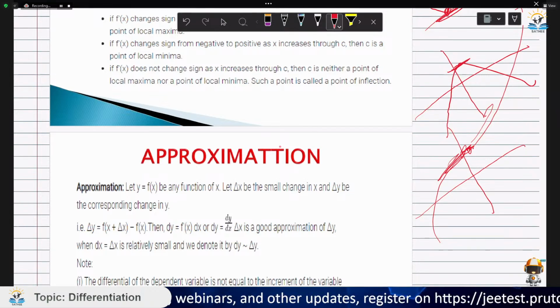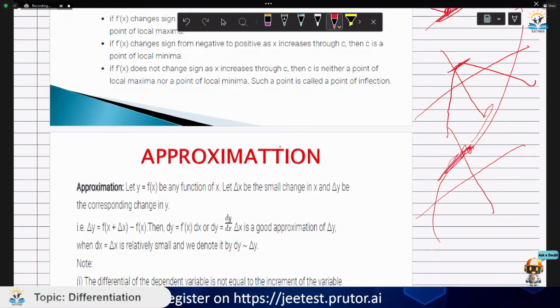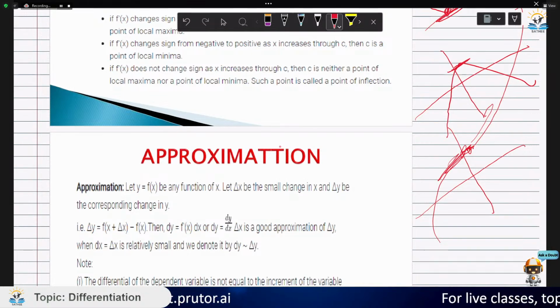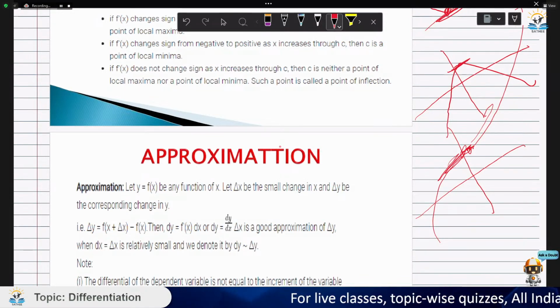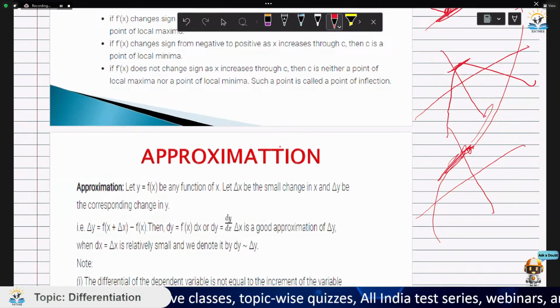So let's take an example and try to solve it. What is given to us is that we have to find the root of 25.3. So let's consider y is equal to root x. So x is 25 and del x is 0.3. So del y is equal to root of (x plus del x) minus root x. So this is what we have as our equation, right? Now we are calculating del y here. So del y is equal to dy by dx into del x. So that is what our value is.